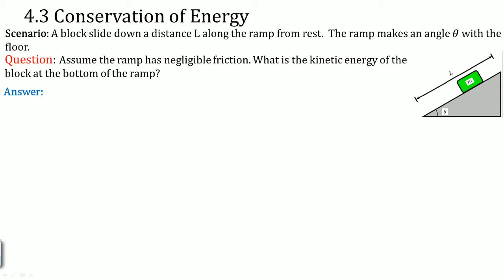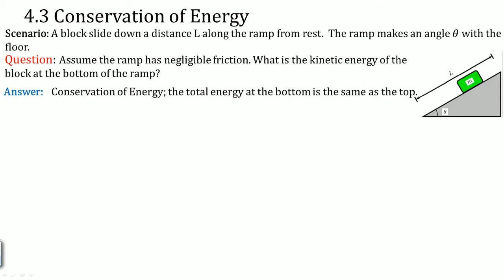The answer: the approach is going to require us to use conservation of energy because the total energy at the bottom is going to be the same as the top because the system is considered to be closed. Energy top is equal to the energy bottom.